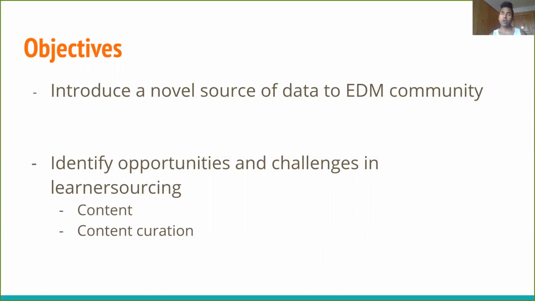Learner sourcing is a term that's been gaining steam in research for the last little while. It's a variant of crowdsourcing, where you have students generate content that is used by their peers, but as an authentic part of their own learning experience. And we'll be looking at a setting where not only are they creating that content, they're curating it as well.